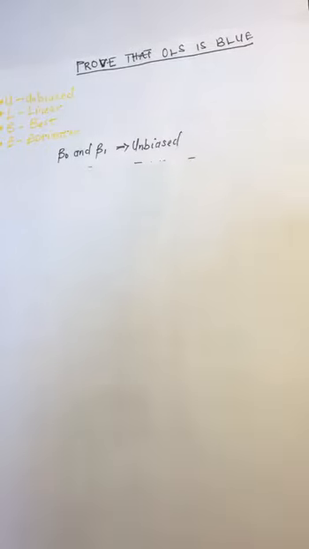The OLS simply means ordinary least squares. So we are starting with the unbiasedness. We are here to show that beta 0 and beta 1 are unbiased. So let's start with the proof.